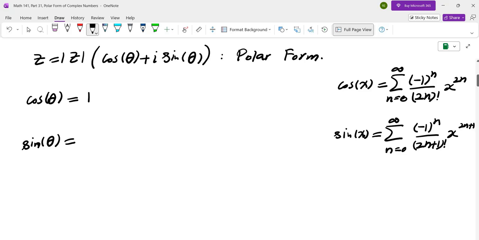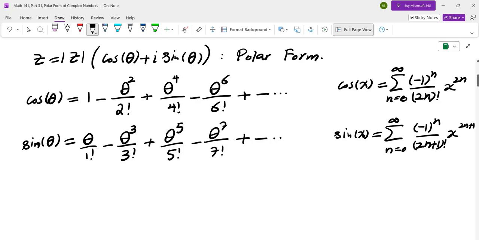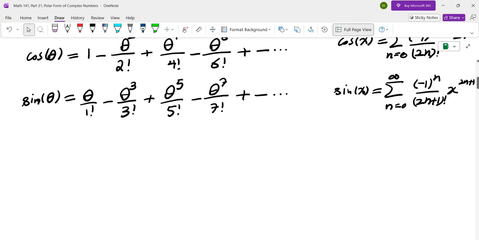If you plug in n equals 0, we get (-1)^0, which is 1, over 0! times x^0. The next term is -1 over 2! times theta squared. And the next term is theta to the power of 4 over 4!. The next term is minus theta to the power of 6 over 6!, plus minus, etc. At the bottom, we get theta over 1! minus theta cubed over 3! plus theta to the power of 5 over 5! minus theta to the power of 7 over 7!, and again plus minus plus minus. These are the terms when you plug in n equals 0, 1, 2, and 3.